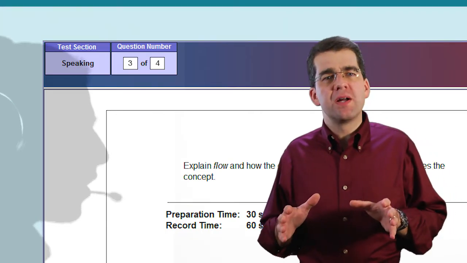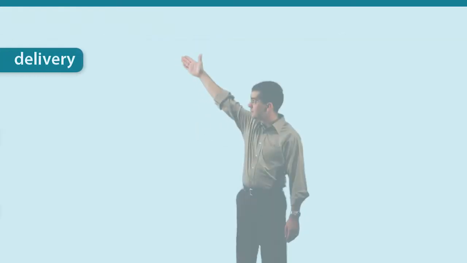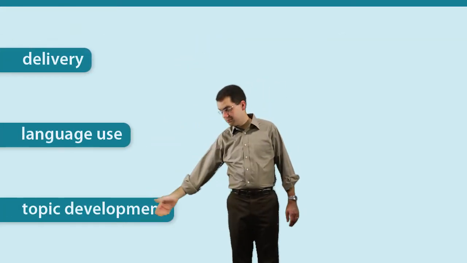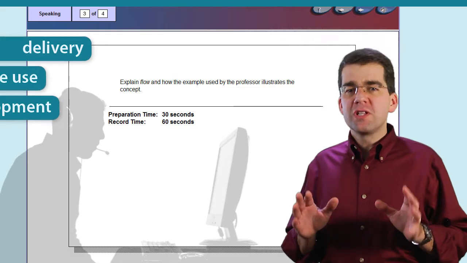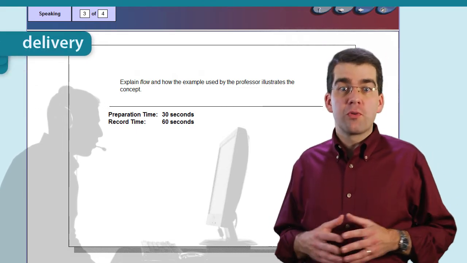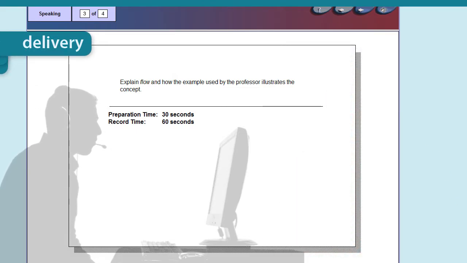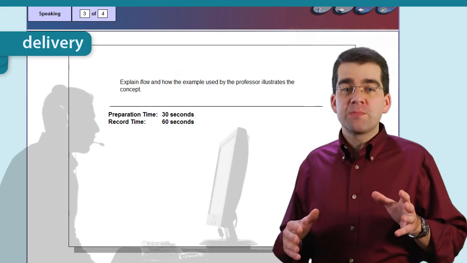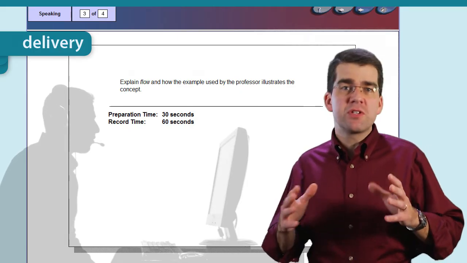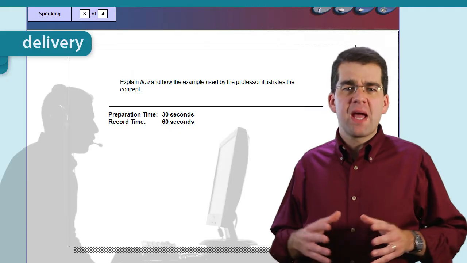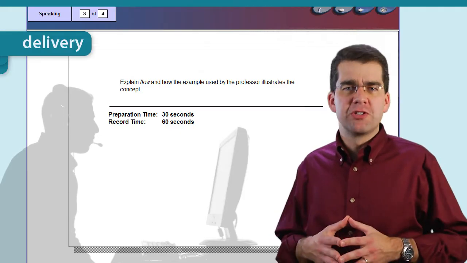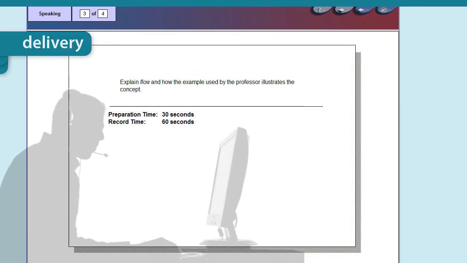Now let's look at this response in terms of our three main criteria: delivery, language use, and topic development. The speaker's delivery is generally very clear, with good pronunciation. And while his pacing is often very good, sometimes his speech is a little choppy, and there are some hesitations that interrupt the flow of the speech.